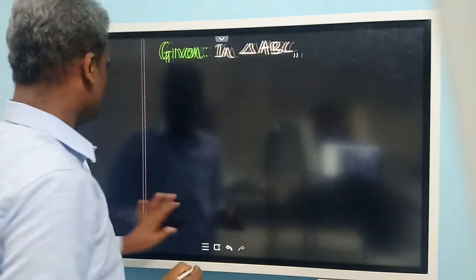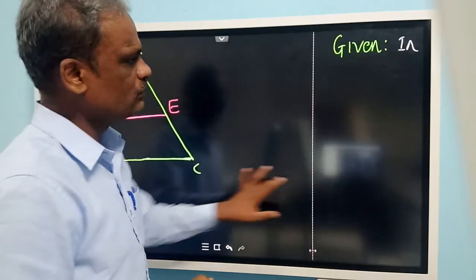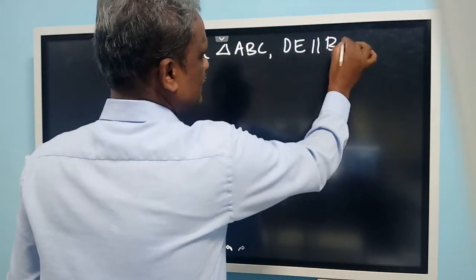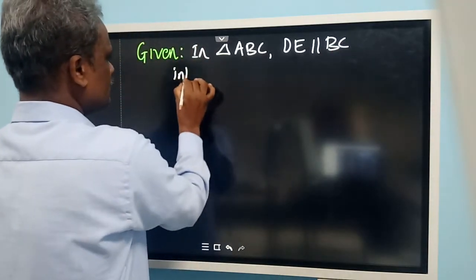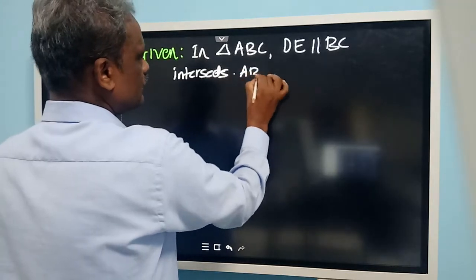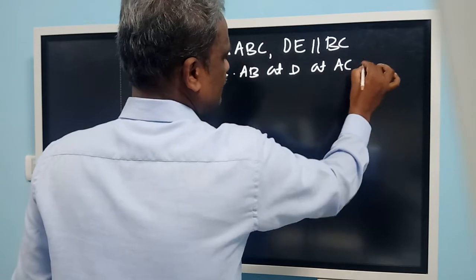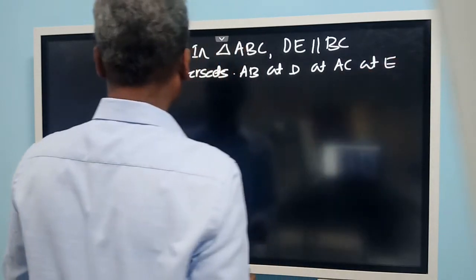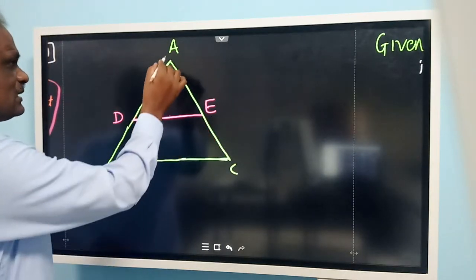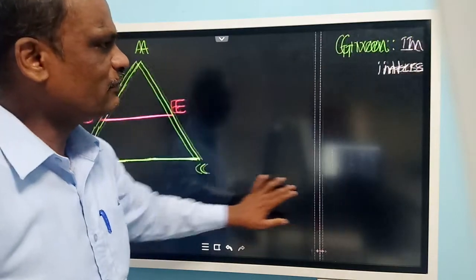So we have taken, what is the line parallel to BC? We have taken DE parallel to BC. So DE parallel to BC intersects AB at D and AC at E. So this is the data that we have written here. DE parallel to BC intersects AB at D and AC at E. So that is the data.